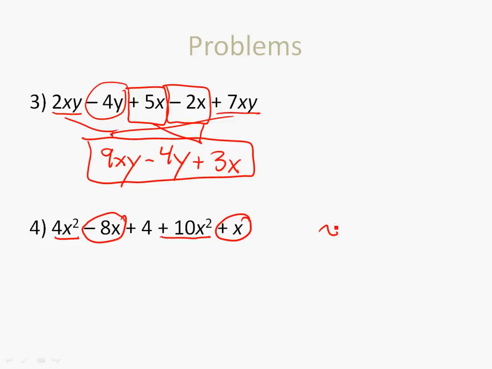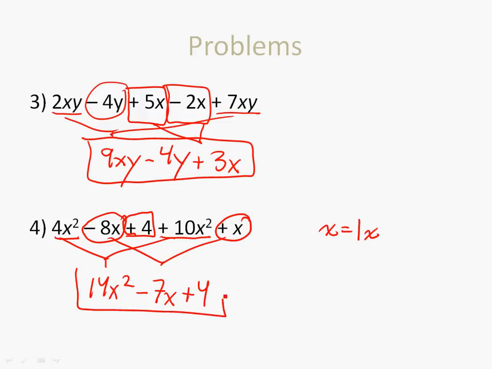Now one thing you got to remember, when you have just an x by itself, x is the same as 1x. So when you're adding numbers together, and they have x's, if you have a single x or a single x squared or an x cubed, that's like 1x. Okay, and then finally, I have this constant here of plus 4. So we'll combine our like terms, the 4x squared and the 10x squared, add to 14x squared. The minus 8x and the plus x, those will add to negative 7x. And then the plus 4, that's the only constant there. So we have 14x squared minus 7x plus 4.